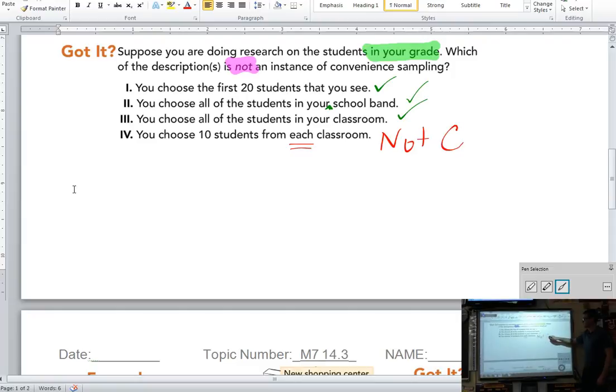So the answer is number 4. It's not convenient, but it is fair. Yeah, you have to walk all the way to the 8th grade pod. No, not if you're doing your grade. Oh, yeah. Lane? Then that's not bad.